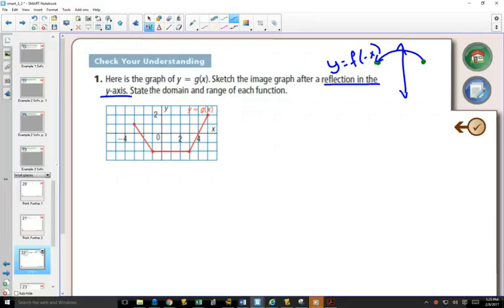So sometimes we have to take the time to interpret what it is that the question's asking and what it relates to. Another way that this question could be asked is they could say, instead of reflection in the y-axis, reflection over the line x equals 0. Because the line x equals 0 is another name for the y-axis. But you have to be able to interpret all of those different ways of asking the same thing.